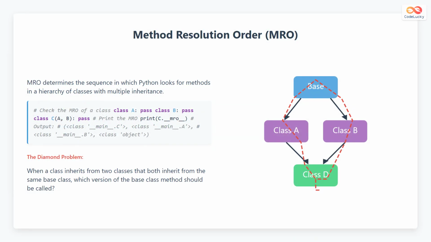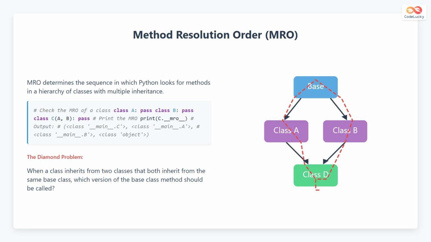Now let's discuss the method resolution order, or MRO. MRO determines the sequence in which Python looks for methods in a hierarchy of classes with multiple inheritance. In other words, it's the order in which Python searches for a method in a class hierarchy. Here's how you can check the MRO of a class.